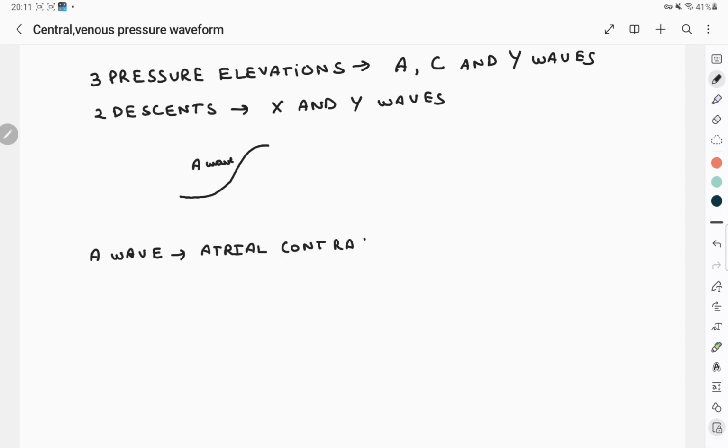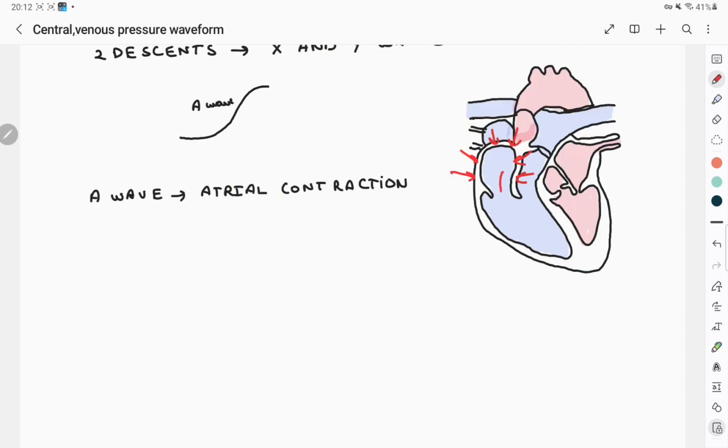The A wave is peak number 1. Think A for atrial contraction. The right atrium squeezes, pressure goes up and blood forces its way through the ventricle.